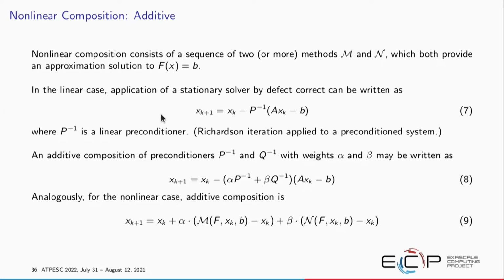So you'd see this early in a textbook on iterative methods for linear systems. An additive composition of preconditioners, P inverse and Q inverse, weighted with alpha and beta, can be written out like this. And you can come up with an analog for the nonlinear case, where we can write out an additive composition like this. I don't really expect people to digest all this right now. I'll refer you to the paper that describes how this works in PETSc.